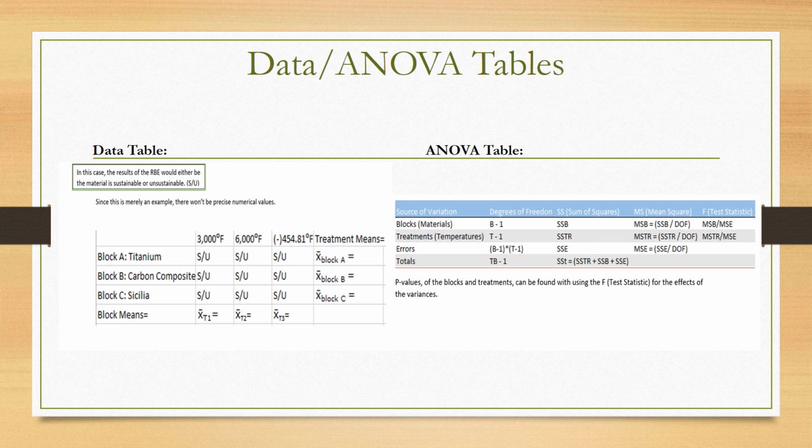In the ANOVA table, it's separated merely into source of variation, your degrees of freedom, your sum of squares, your mean square, and probably the most important column, which is your test statistic. This test statistic is going to help you locate your p-values of both the blocks and the treatments, which is also going to help you establish a variance.